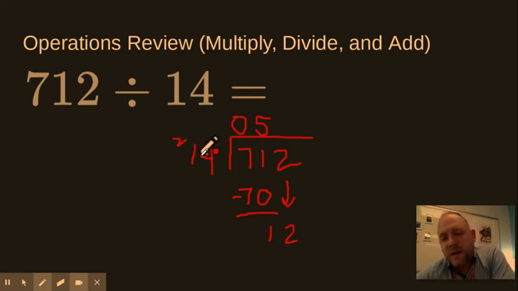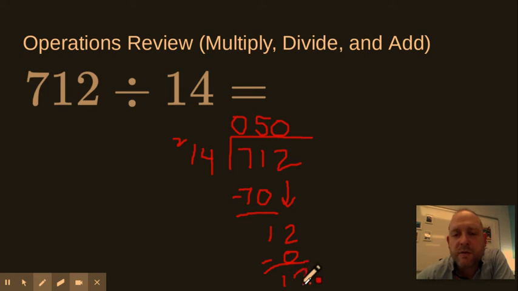Now, ladies and gentlemen, I've got 14 into 12. Of course, 14 is larger than 12. I'm going to put a 0 there. That would be 0 here. And, of course, I'm going to have the same remainder of 12. And ladies and gentlemen, unless we want to go on to that decimal thing that we've been working on, I'm not going to make you do that today. We're just going to leave that as 50 with a remainder of 12.